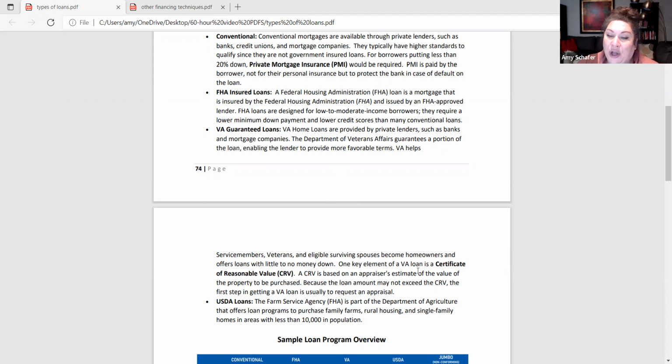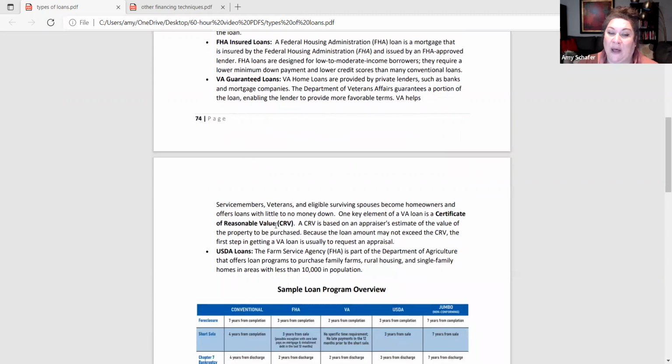What I do want you to know is the term certificate of reasonable value. This is a VA loan's form of an appraisal. I think that's really good for you to know for the exam as well.